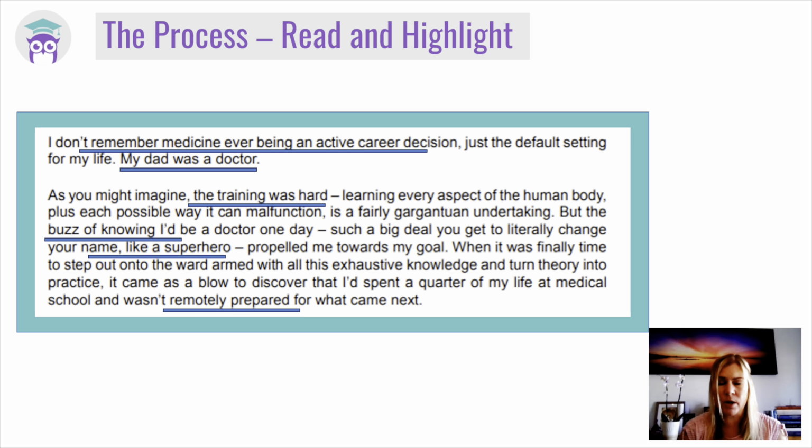So for this one, this was bullet point one, which was why Adam wanted to be a doctor and what training was like. So straight away, I've picked up this bit because the indication is that he is only a doctor because his dad was. So I know that I'm going to have to get that into my letter.